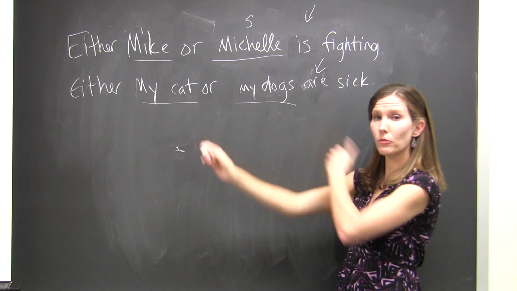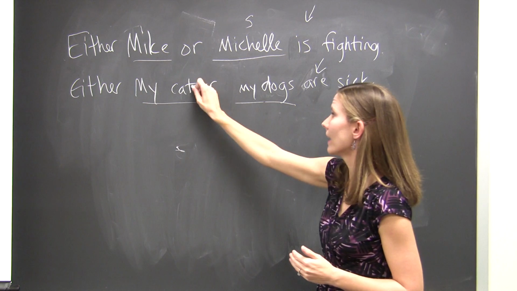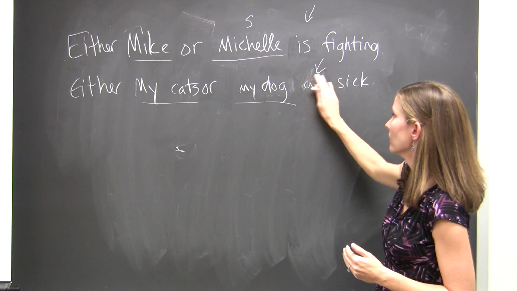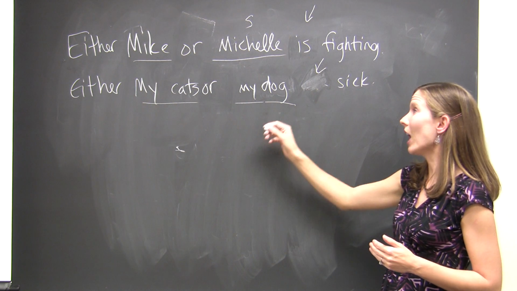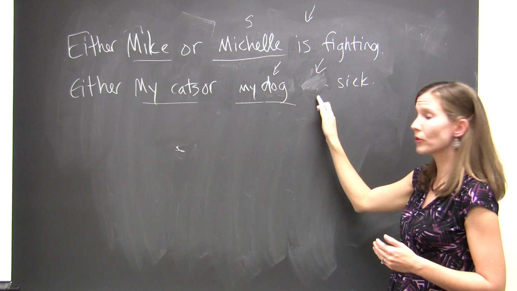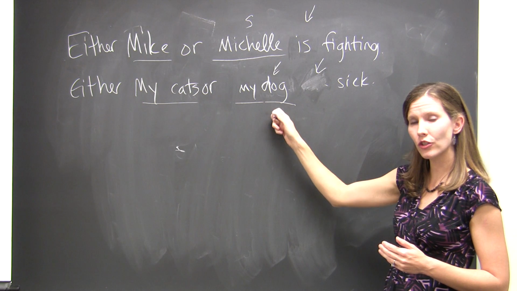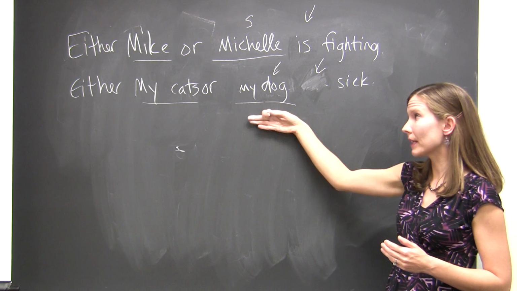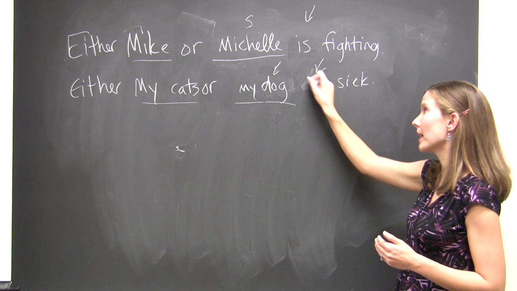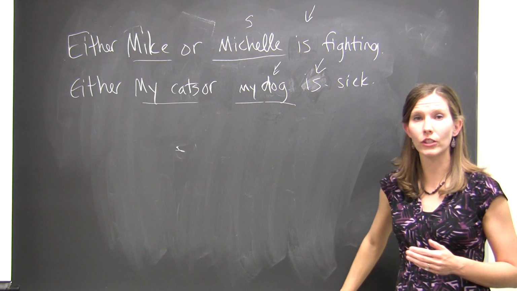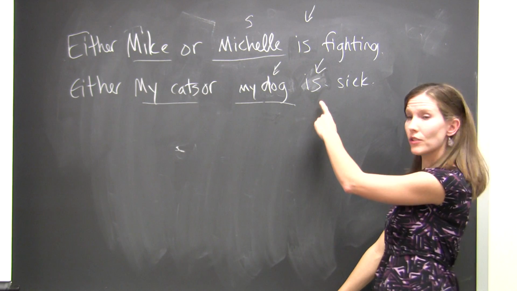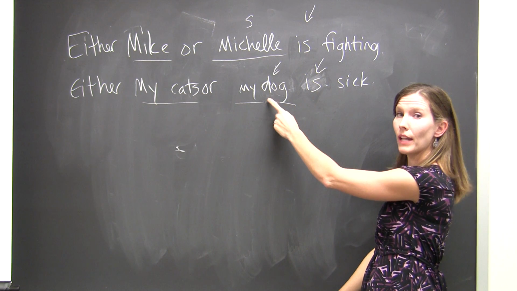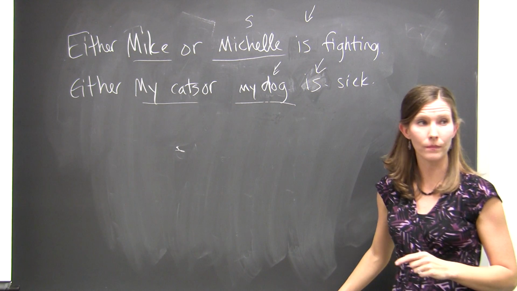But if this were reversed, either my cats or my dog blank sick, now dog is closer to the verb, and I've changed dog to make it singular because this is the one that's closer to the verb. Now I would use a singular verb. Either my cat or my dog is sick. It changes to the singular verb because now the noun that's closer is singular.